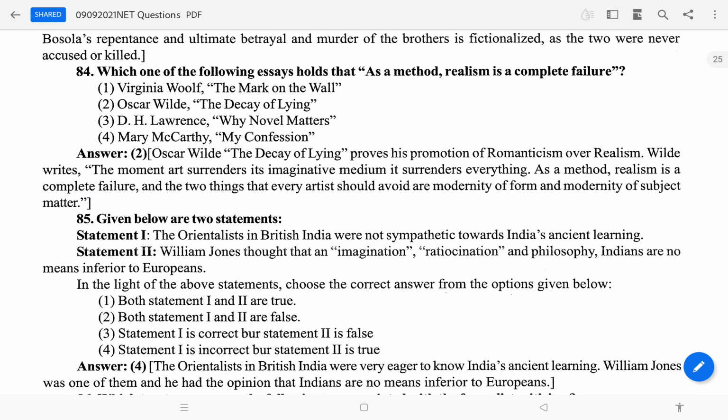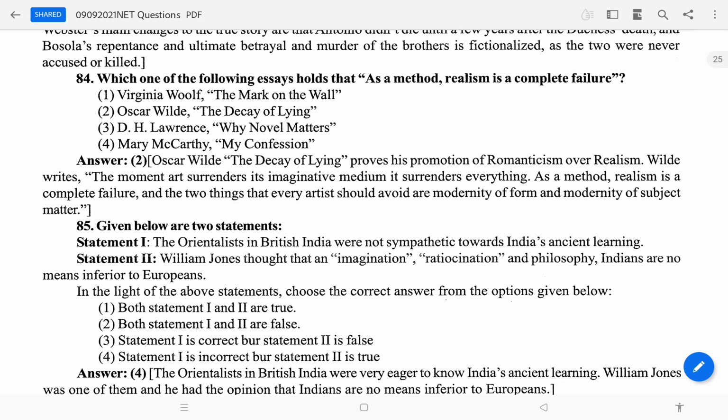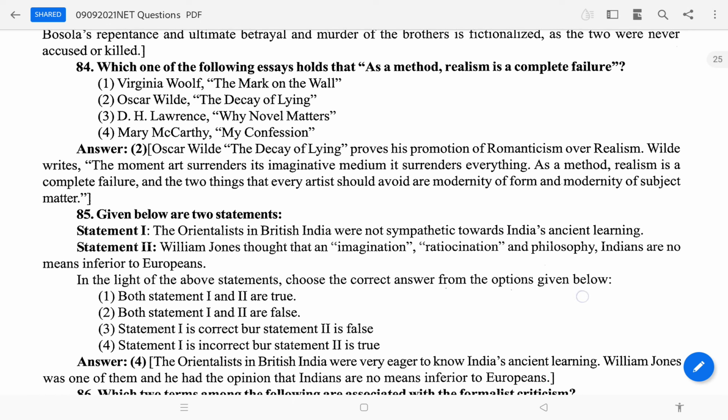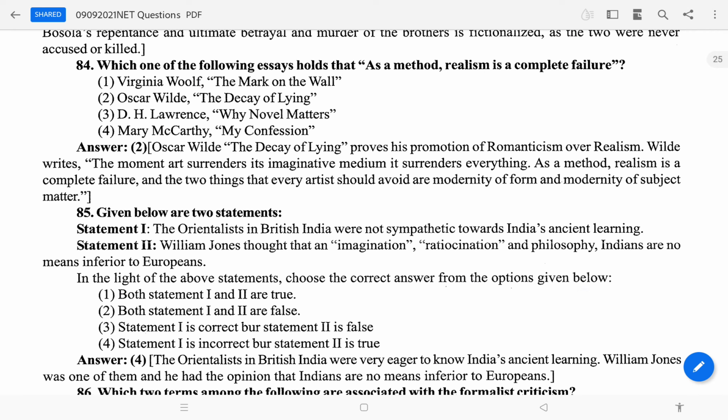Which of the following essays holds that as a method realism is a complete failure? And the answer will be Oscar Wilde, The Decay of Lying. So Oscar Wilde's Decay of Lying holds that as a method realism is a complete failure. Oscar Wilde's The Decay of Lying proves his promotion of romanticism over realism. He supports romanticism.